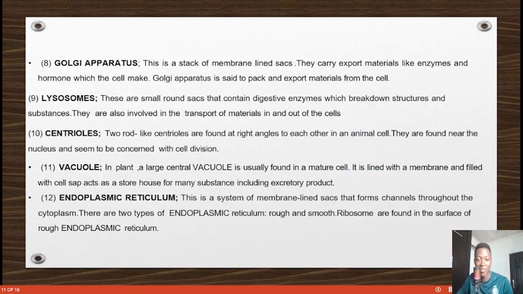Guys, I think this is the last one we're doing. Number 12, endoplasmic reticulum, also called ER, endoplasmic reticulum.